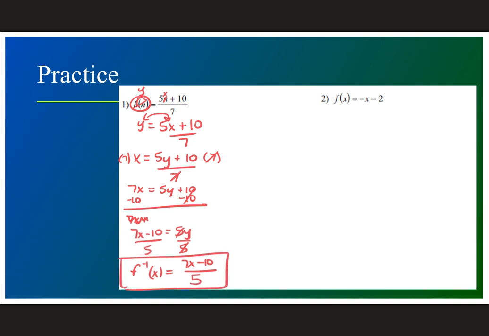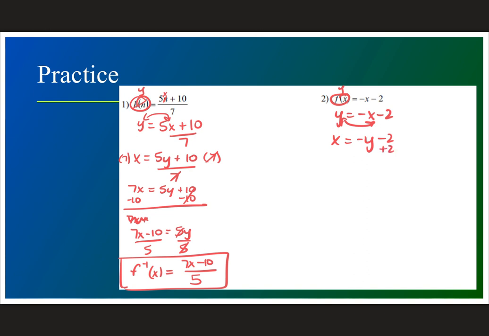And that's your answer. I just wanted to show you this one, number 2, real quick, because a lot of them are ending up the same way. So I'm going to replace this with y again. So y equals negative x minus 2. I'm going to switch the x and the y, and I'm going to do x equals negative y minus 2.